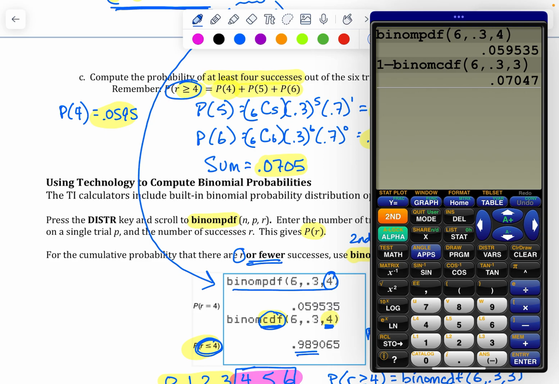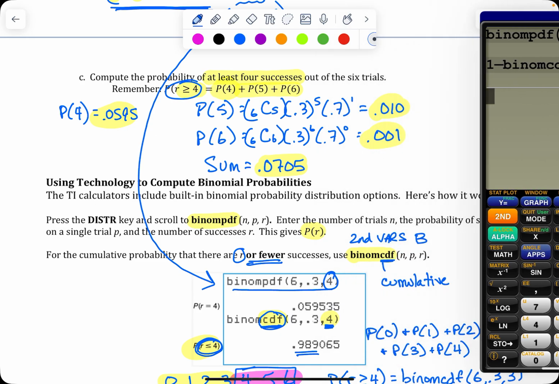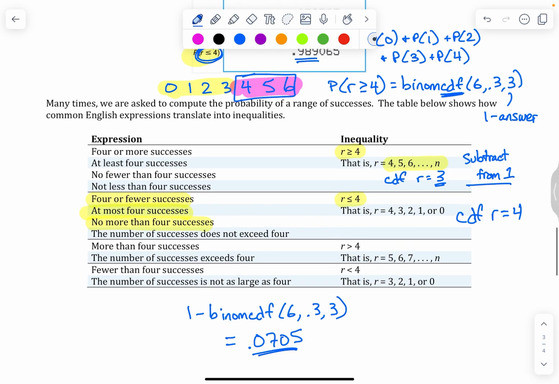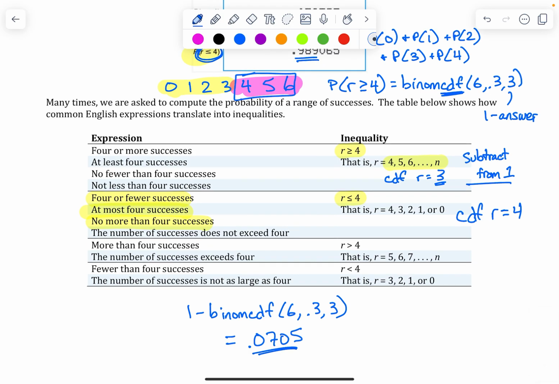0.07047, 0.705, just a rounding thing, right? The calculator gives less than or equal to R, in this case 3, and so then you've got to subtract that from 1 to get the correct answer, okay?